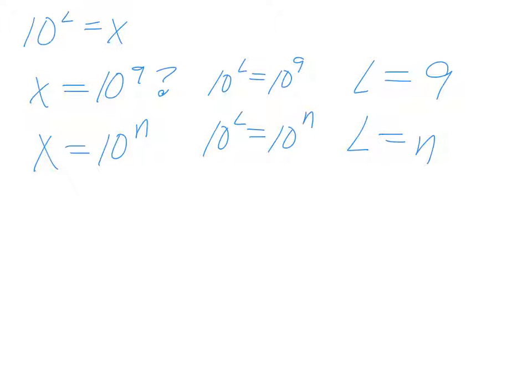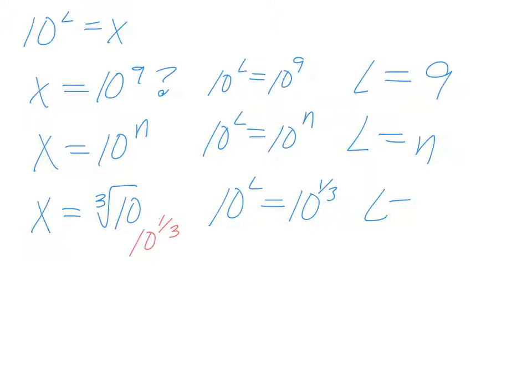Silly. What about when x equals the third root of 10? Well, that's the same as 10 to the 1/3, right? So we have 10 to the L equals 10 to the 1/3. So L equals 1/3. Okay, we got it. Let's move on.